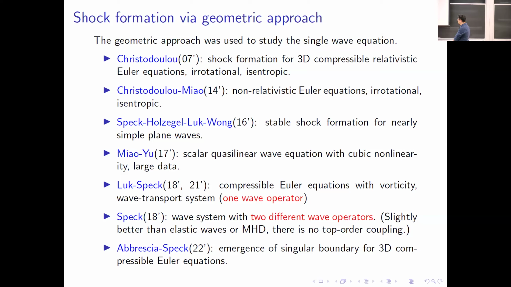But still there is one wave operator. Almost the same year, Speck showed that shocks could form for wave systems with two different wave operators. This system is slightly better than elastic waves or MHD: there is no top order coupling, but the low order terms are coupled together. And also there is a very recent, very important work by Abbrescia and Speck. They show the emergence of the singular boundary for the 3D compressible Euler equation. This is a geometric approach, right?